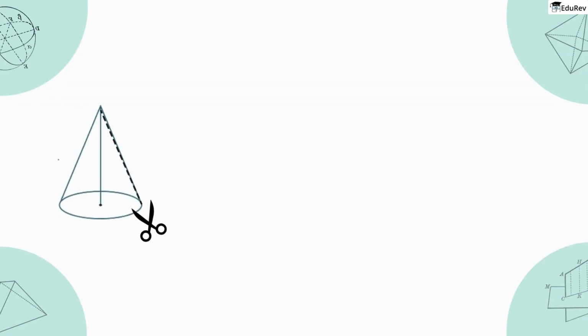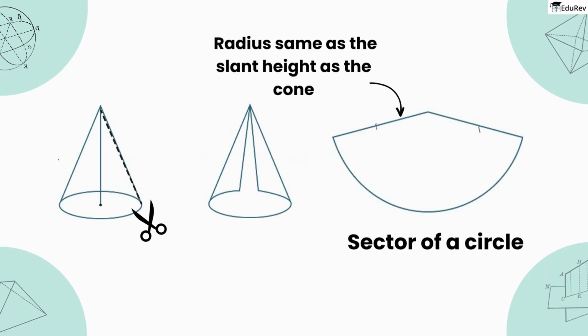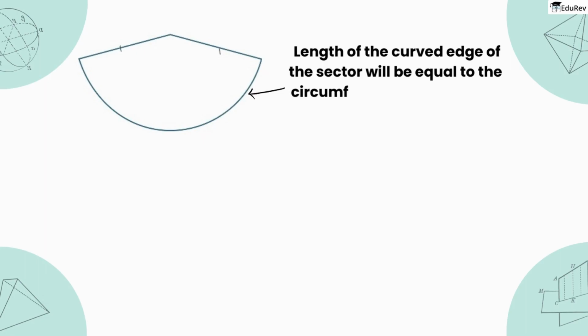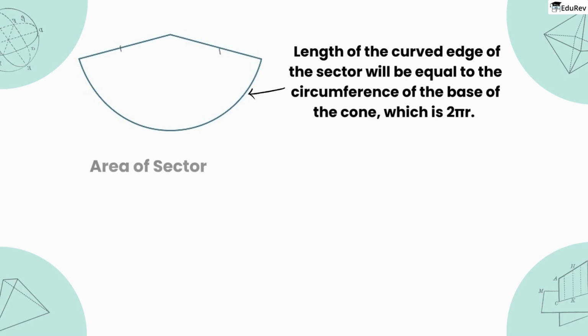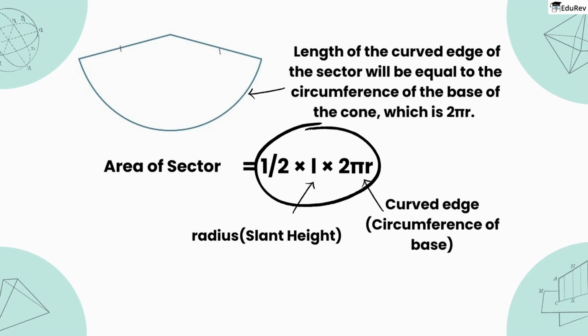Now imagine that we are cutting the cone open along its slant height and then flattening it out into a flat shape. This flattened shape will look like a sector of a circle with radius same as the slant height as the cone. The length of the curved edge of the sector will be equal to the circumference of the base of the cone, which is 2 pi r. The area of this sector is half the product of the radius, the slant height, and the curved edge, the circumference, which is 1 by 2 times l times 2 pi r, or simply pi rl. So, the curved surface area of the cone is pi rl.